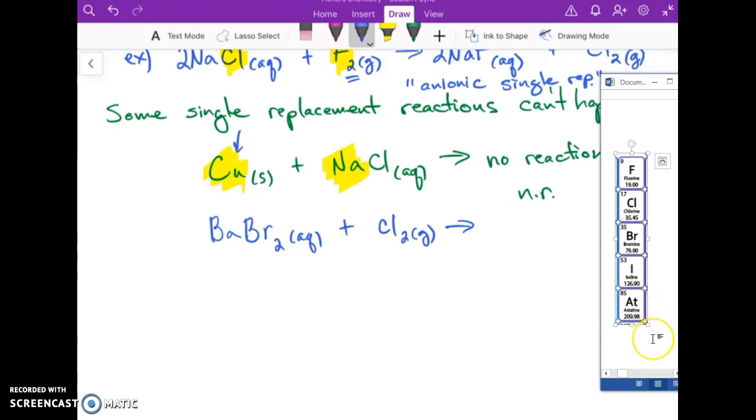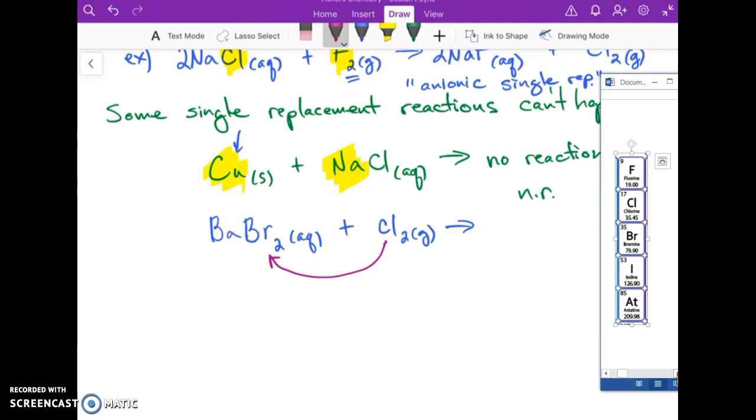But the chlorine is trying to replace the bromine, right? Those are the two halogens. Those are the two potential anions. And so the question is, can it do it? And the answer is yes, it actually can, because chlorine is higher than bromine. So the periodic table, group 17 of the periodic table, actually acts as a little activity series.